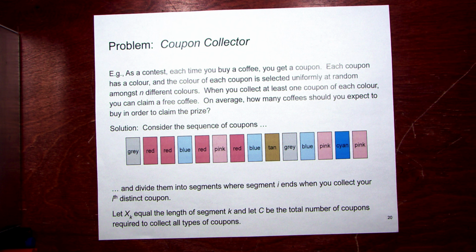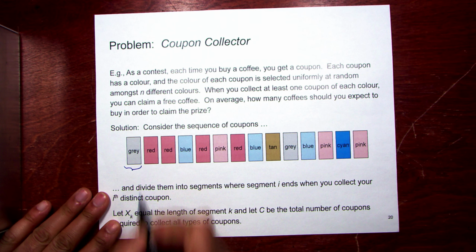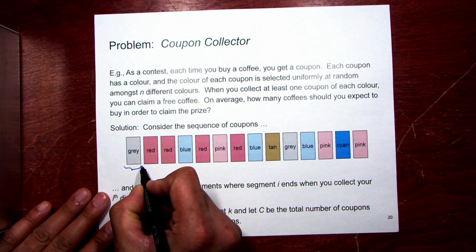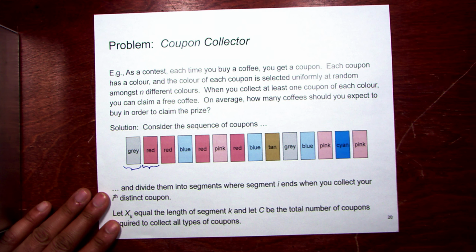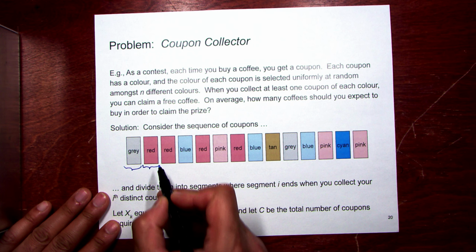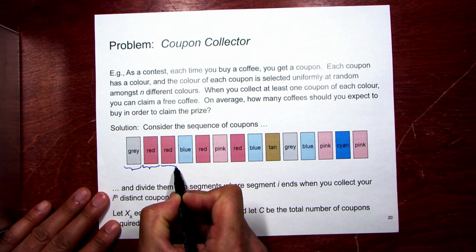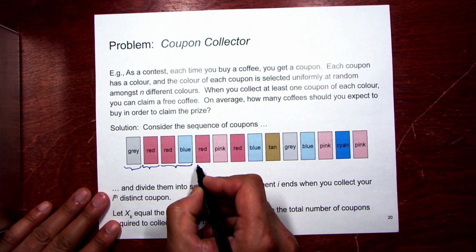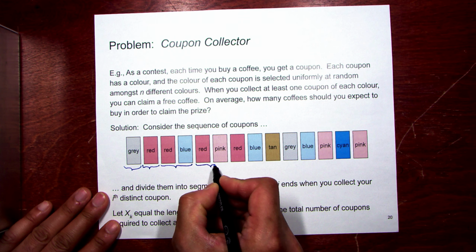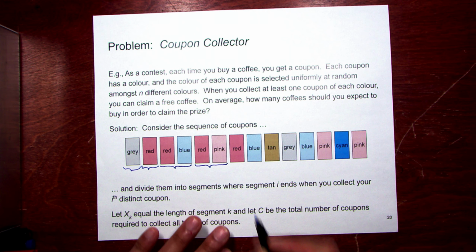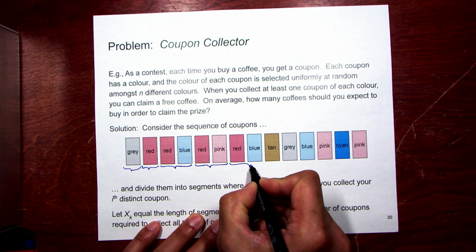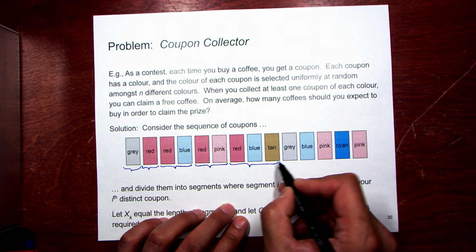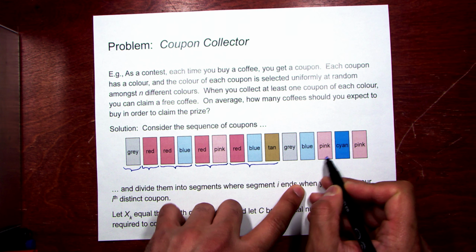If you look here, of course, you get one coupon. You always get a unique coupon on the first go. Second go, you get red. But on the third go, you get red again, so it's not until the second trial there that you get blue, and then you get red again. You're sad, but you get pink. That's new. Then this one takes a little while. You get red, and then you get blue, and then you get tan. Gray is back here, blue and pink. Okay, so cyan.